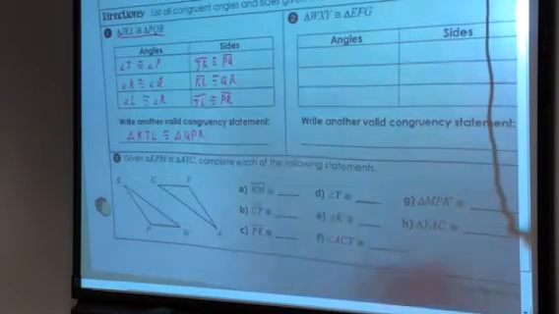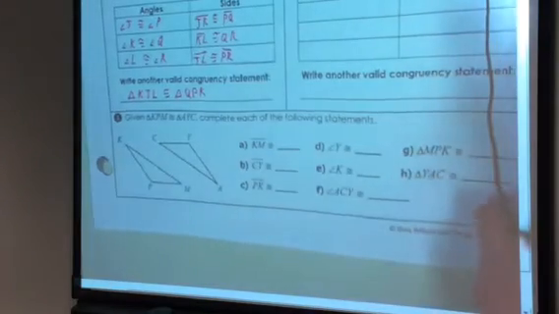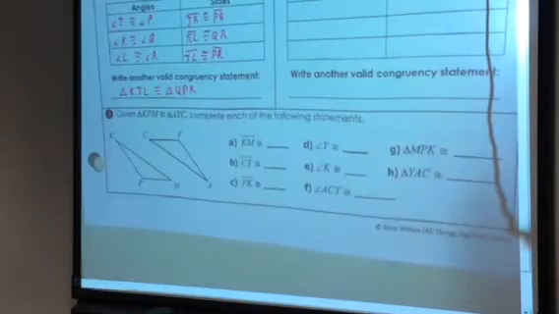So actually, instead of doing number 2, I'll let you come back to that later. We're going to go to number 3, because these are kind of the most important, because it makes you know which sides and stuff are congruent.